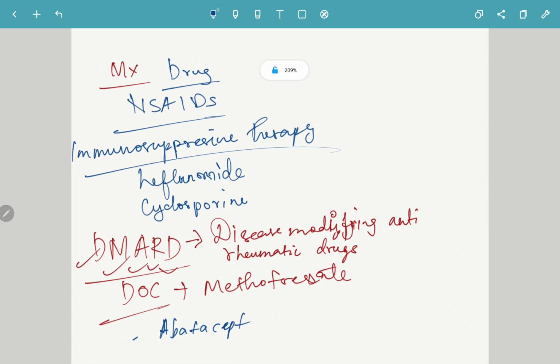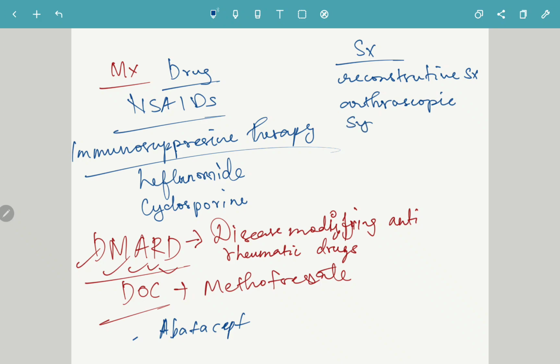And what surgery will you do? The surgery is generally a reconstructive surgery, and an open or arthroscopic synovectomy can be done. Arthroscopic synovectomy and arthroplasties and total joint replacement also can be tried.